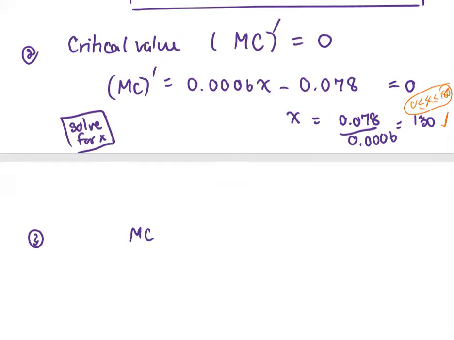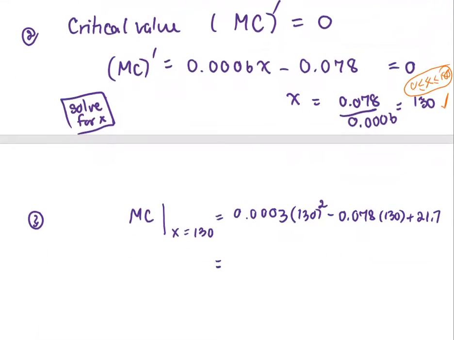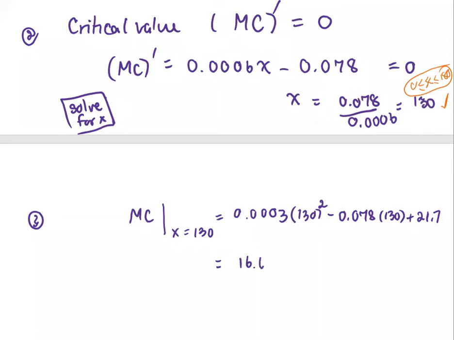The marginal cost at x equals 130, what would that be? It's the one that I put the star on, which is 0.0003 multiplied by 130 squared minus 0.078 multiplied by 130 plus 21.7. Then you just put it in the calculator and get the number out. Again, could you help me find that number, please? So the value is 16.63.